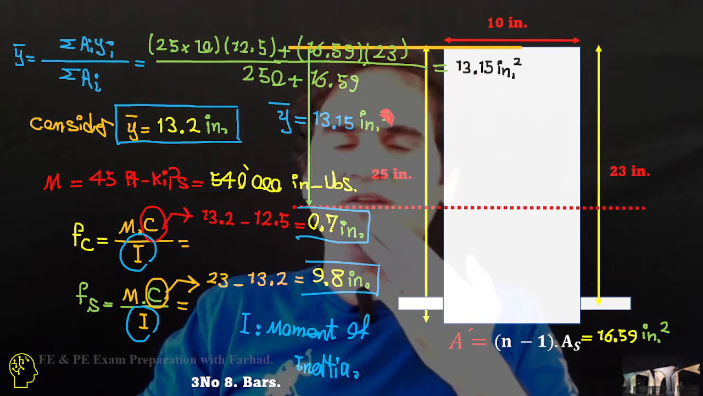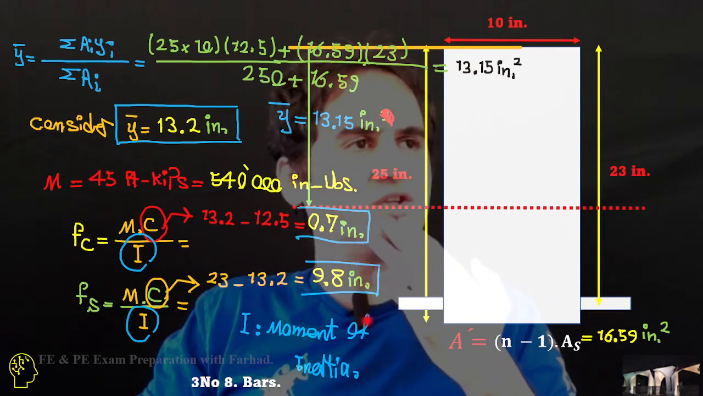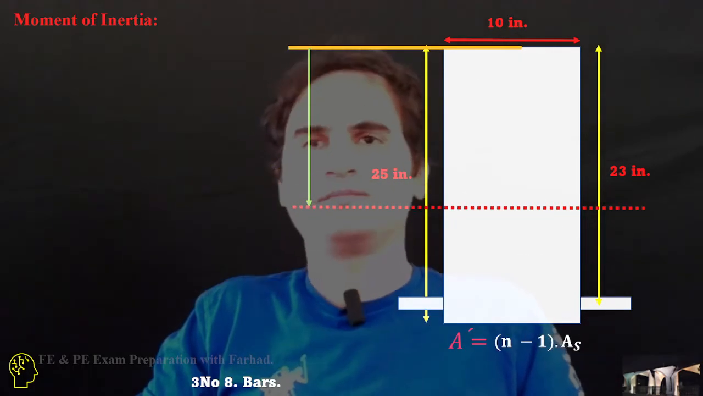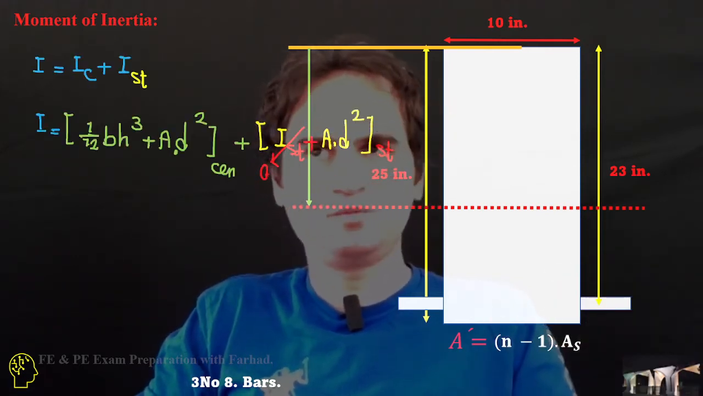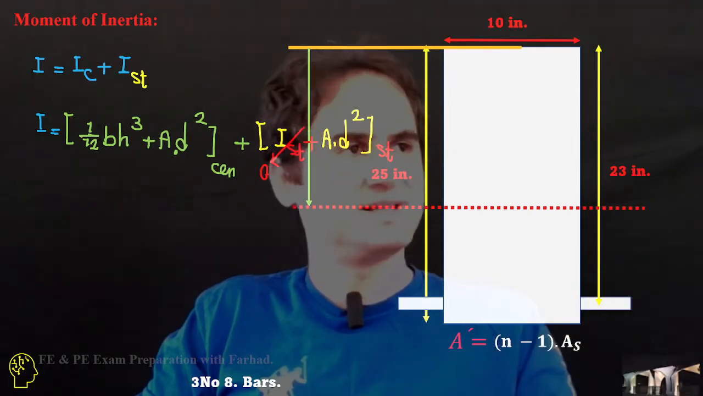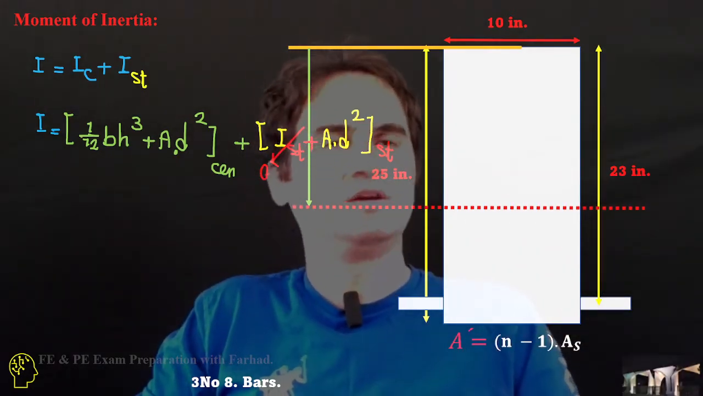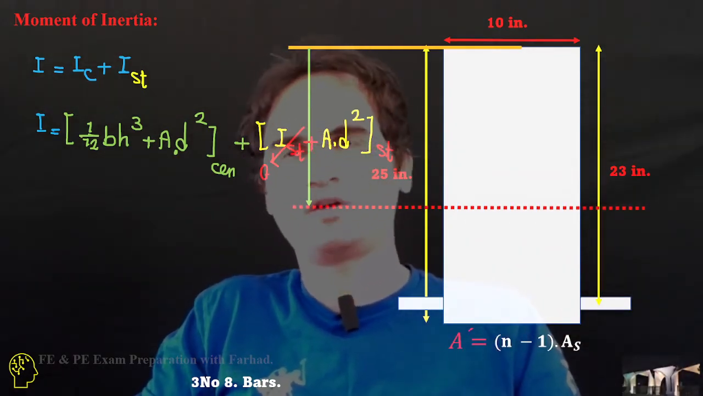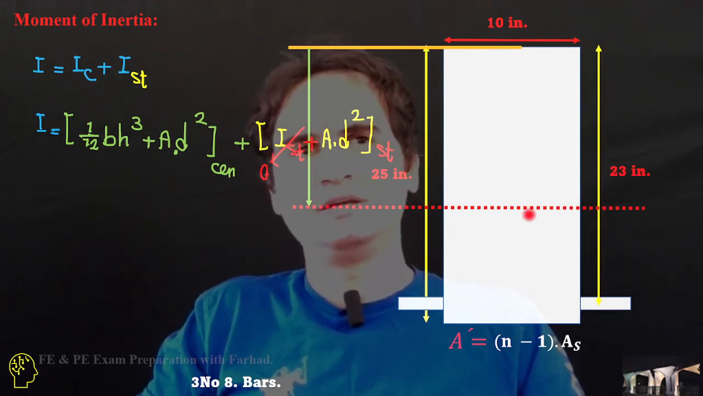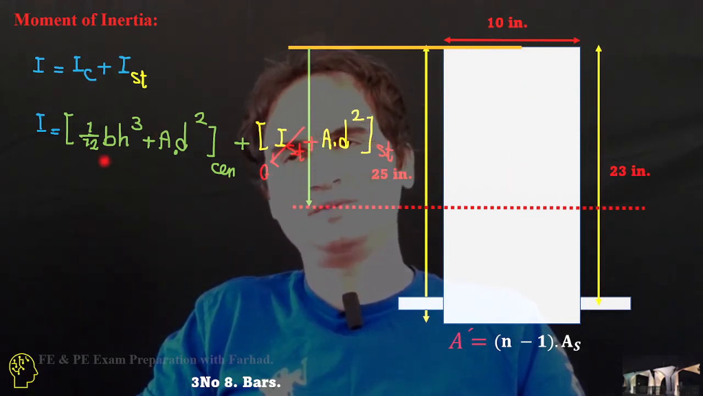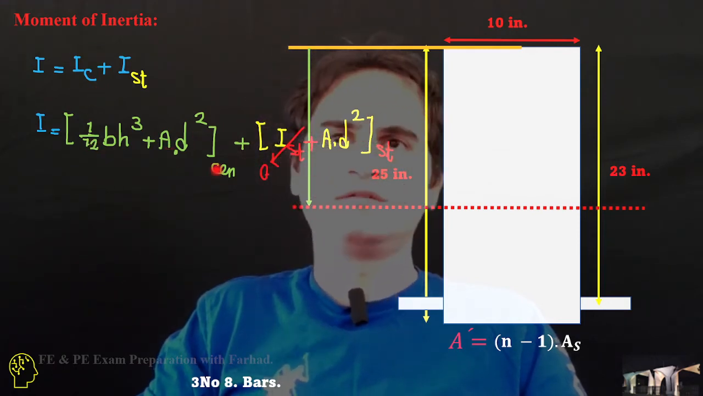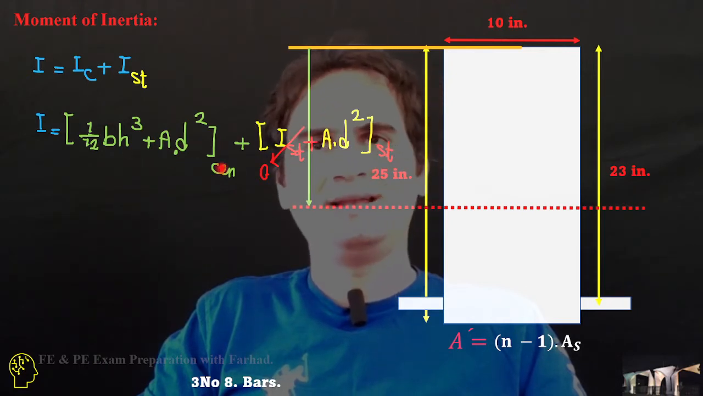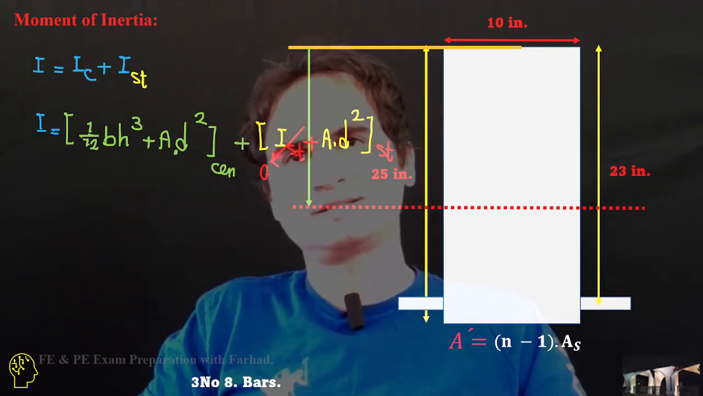And we need to calculate the moment of inertia, or second moment of the area. So the moment of inertia of the overall cross section consists of two parts: I of concrete and I of equivalent steel. For the concrete block, that's simply 1/12 base times height cubed, plus A d squared for the concrete part, and then I steel plus A d squared for the steel.